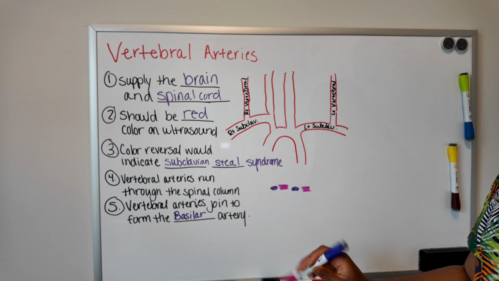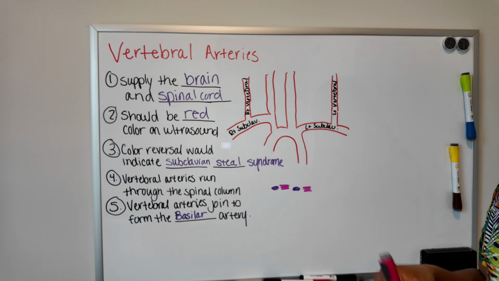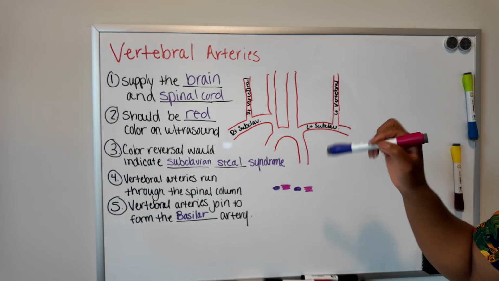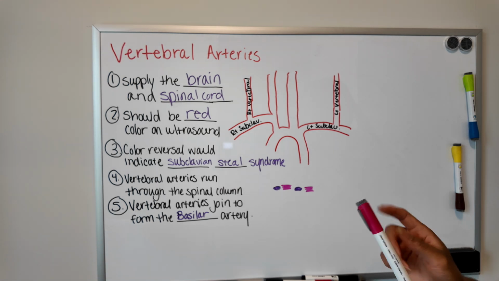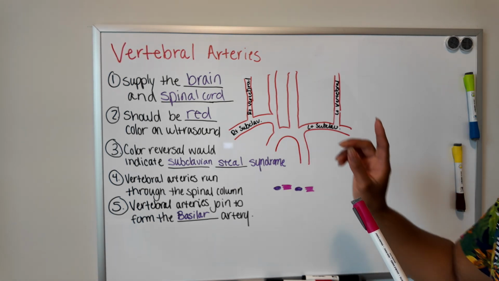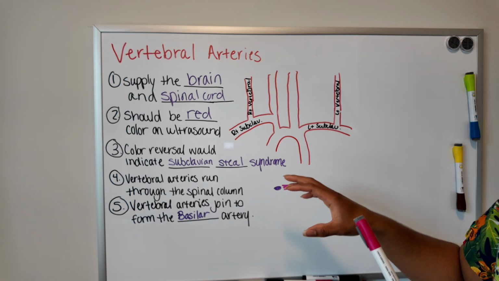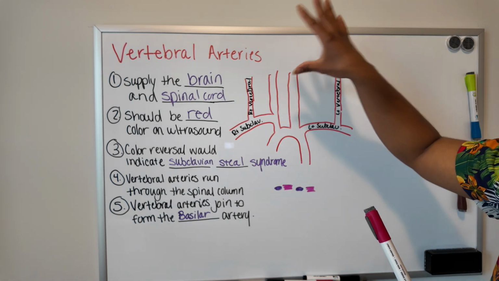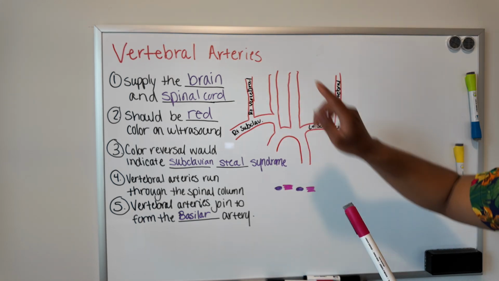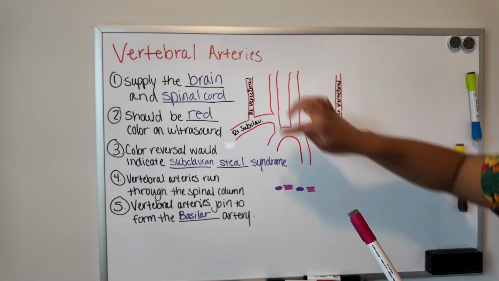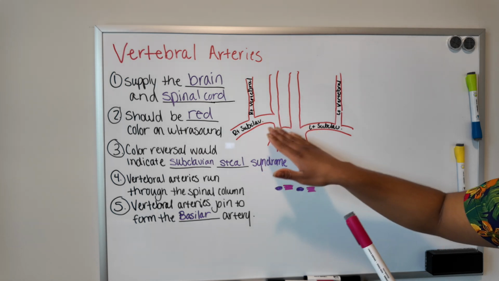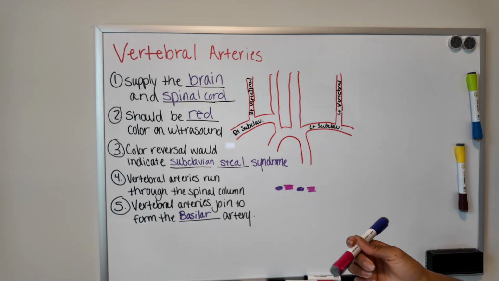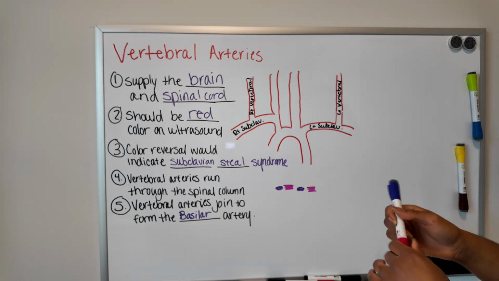Okay, so there's that. So subclavian steal syndrome. Subclavian steal syndrome is a situation where blood is being stolen from the brain, okay? The vertebral artery is supposed to go and supply blood to the brain and spinal cord. So when you have reversal flow in the vertebral artery, then there is an issue with flow and it's being stolen and being shunted to the subclavian artery.